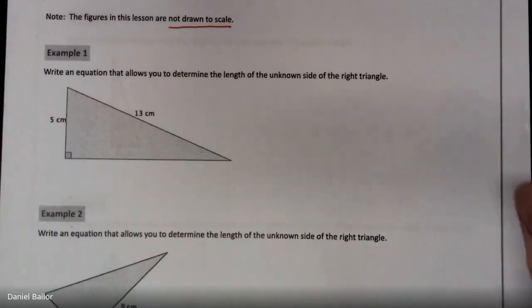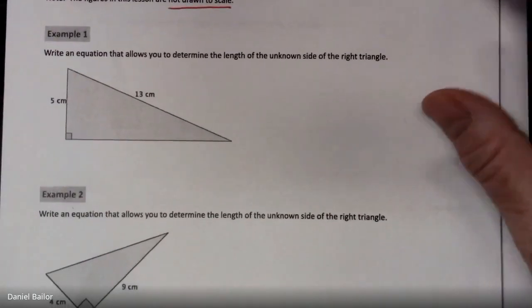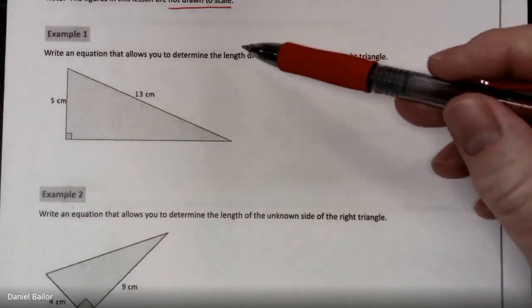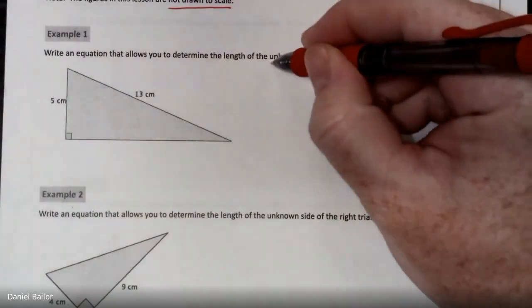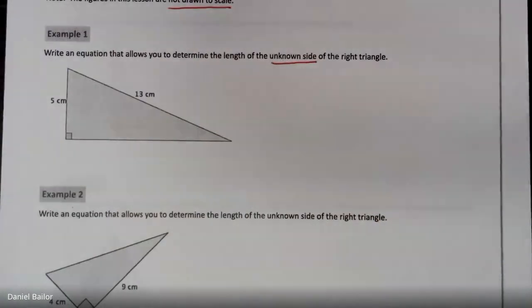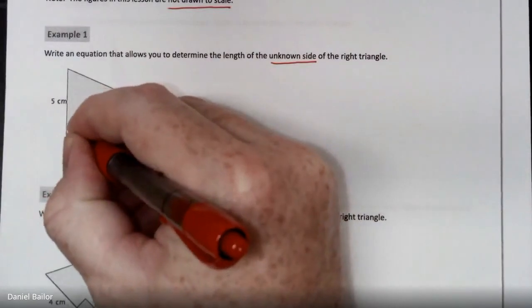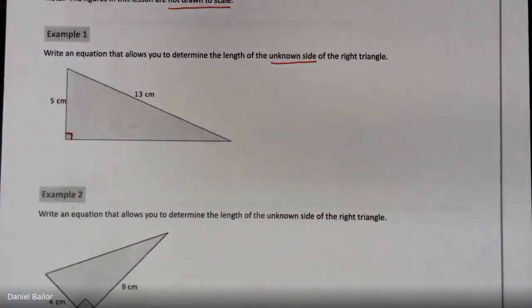So let's do the math. Example 1. Write an equation that allows you to determine the length of the unknown side of the right triangle. So we need to find the missing side. Well, that is doable. We have a right triangle right here. There's the right angle. Let's find the legs.